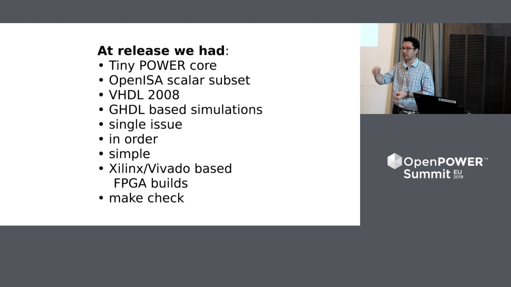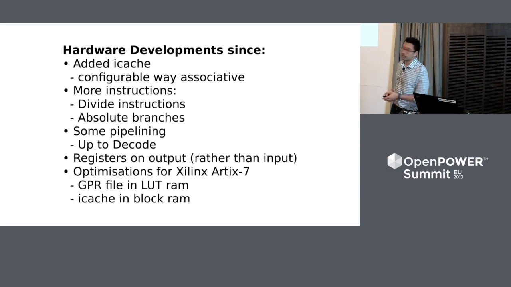Every time we did a commit in GitHub, it runs make check. Did we break anything? Did we subtly break this instruction? All that kind of stuff. And so that's where we were at announce, and that was about 2 months ago.